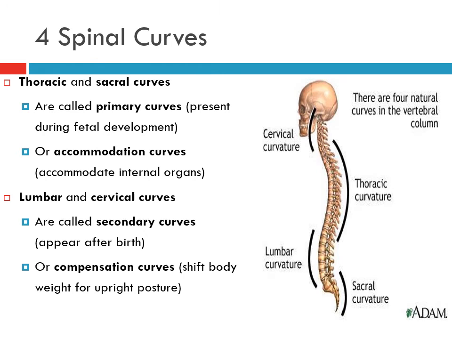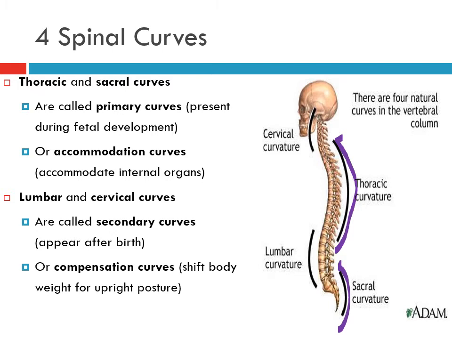Our spine has curves in it. You can see we have 2 curves that go this way, and then 2 curves that go this way. So the thoracic curve and the sacral curve are these ones, and those are your primary curves because they're present at birth.